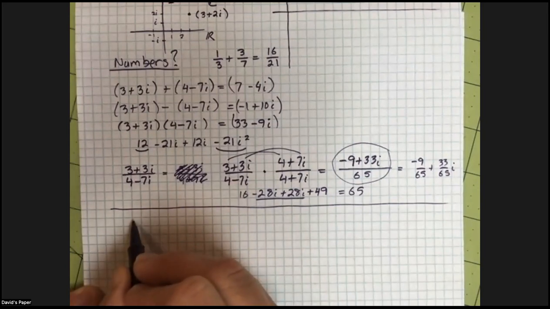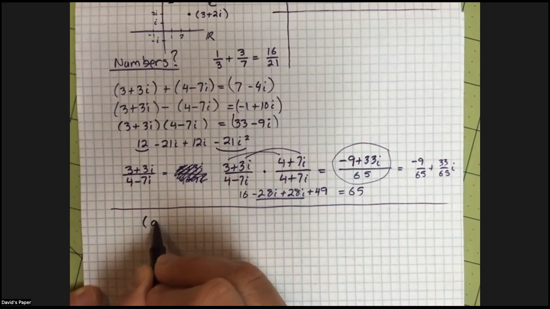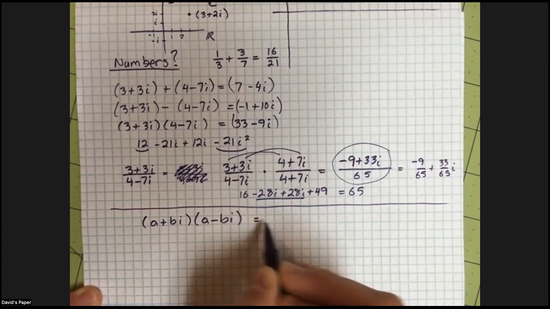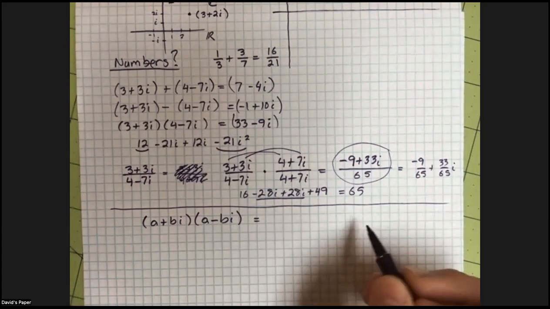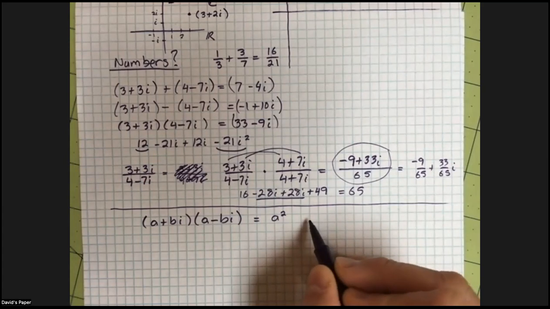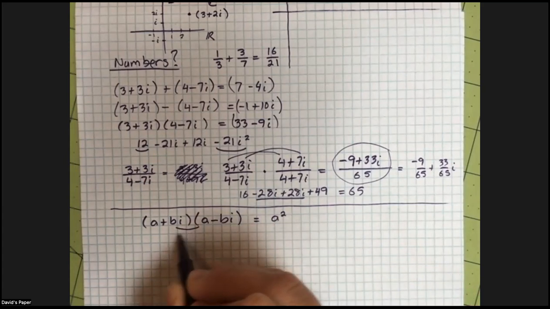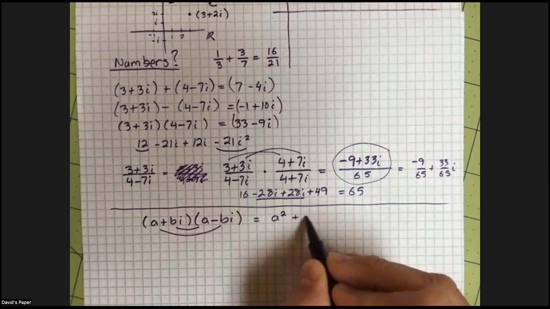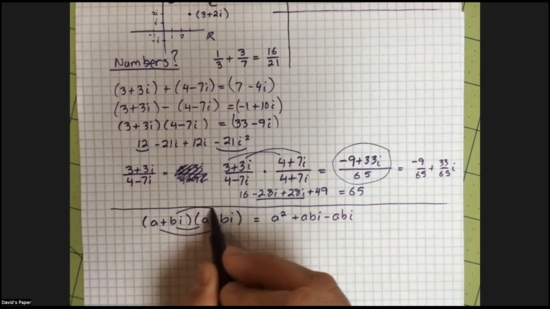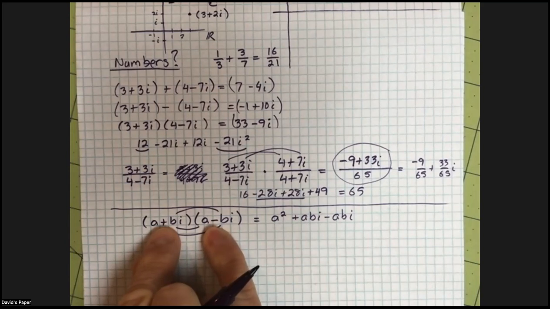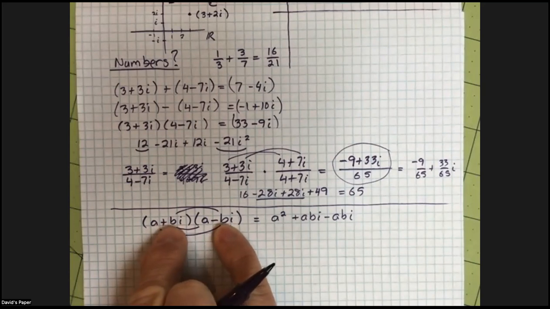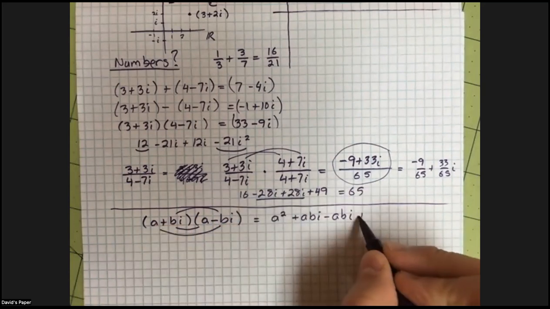But the thing that you should really know is this idea that when you multiply a plus bi times a minus bi, you're getting a massive gift. And that is that a times a is a squared. In the middle, I have plus abi minus abi. So those are gone. But on the end, I have, check it out, a minus, a b squared, and an i squared. But the i squared is worth a minus. So minus b squared i squared is the same as plus b squared.